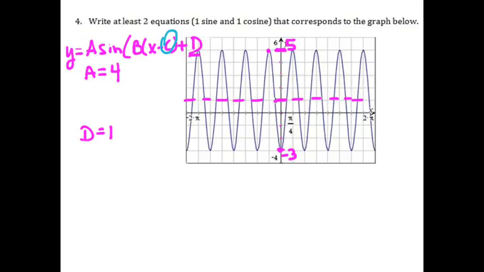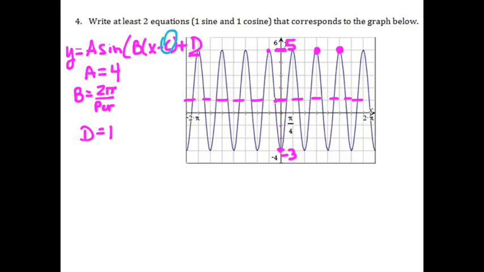So now let's figure out B. Remember that to find B, it's going to be equal to 2 pi divided by the period. So I need to look at this graph and figure out the period. And I think one of the easier ways to figure out the period is to look for a full cycle of cosine. Basically, I'm seeing a high point here, starting cosine, and then we go down and come back up to the same place. That's my period.